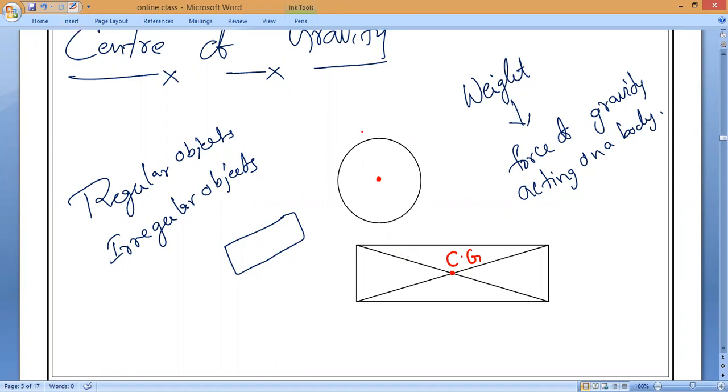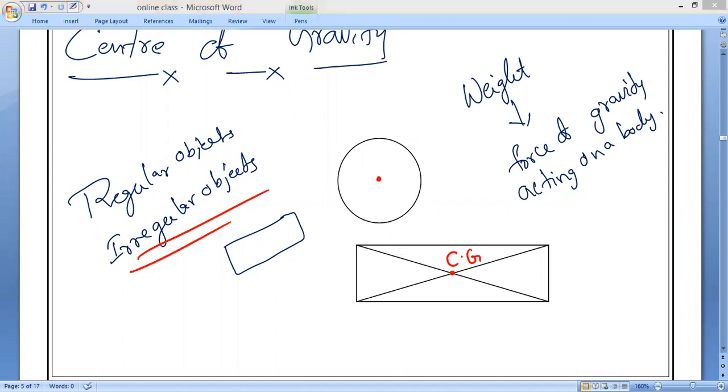But for irregular bodies, we cannot find the center of gravity easily. Remember, the location of the center of gravity depends on whether the body is regular or irregular. For regular bodies we can find it easily, but for irregular bodies, how to find it? I'll teach you in tomorrow's class. Today, let us finish what the center of gravity is and we'll wind up.